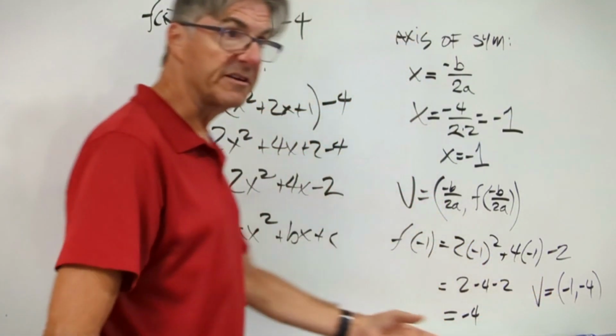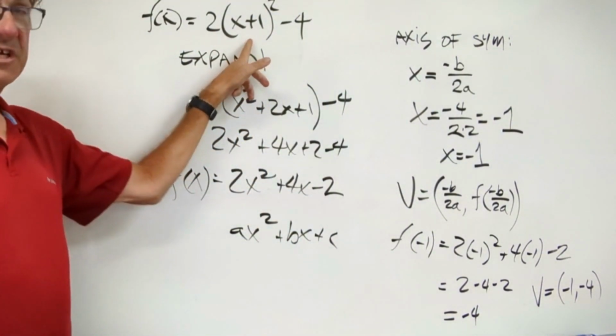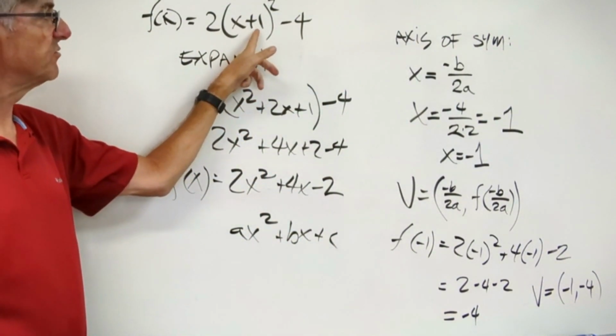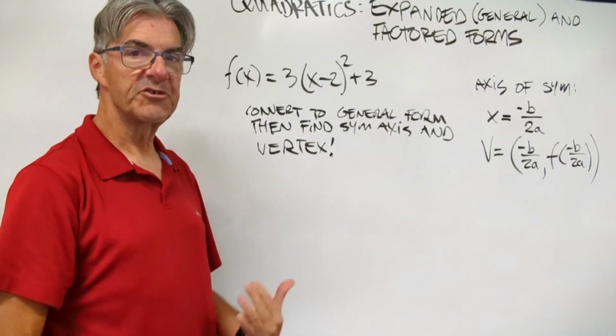Now let's go all the way back to the start. We were in vertex form, and guess what? Our vertex is -1, -4. All right, I want you to try this one.